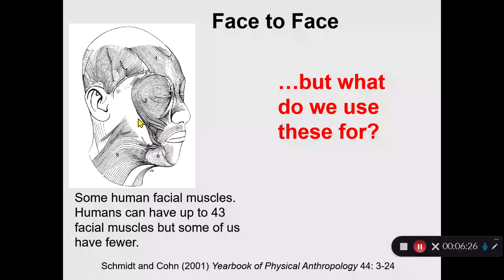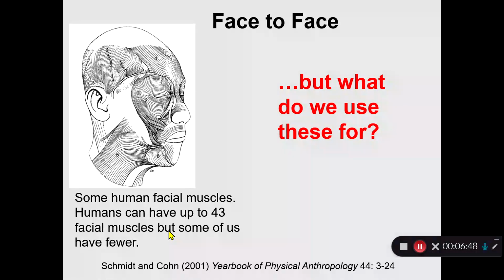Let's consider another form of communication. Here's an interesting fact. Humans can have up to 43 facial muscles. Some humans only have 42 or 41 facial muscles, which is very interesting. But we can have up to 43 different facial muscles. That's more than any other animal known to exist.